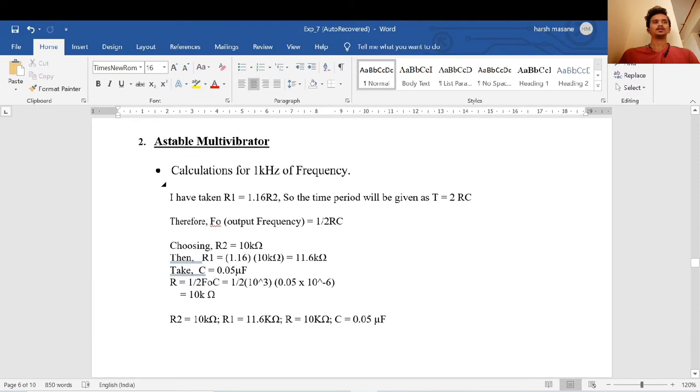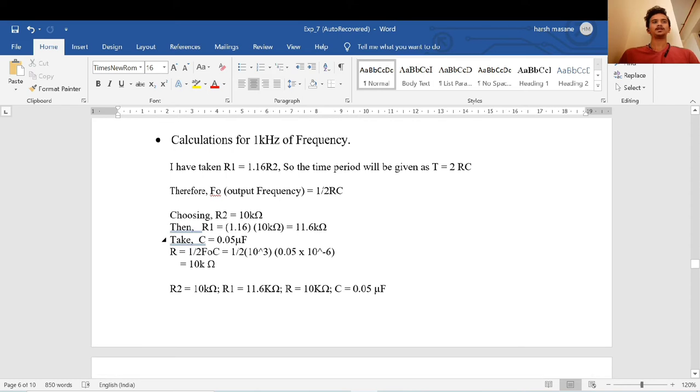Here we will generate a frequency of 1 kilohertz at the output. R1 is equal to 1.16 times R2. My time period becomes T equal to 2RC, so my output frequency will be 1 by 2RC. Choosing R2 as 10 kilo ohm, my R1 becomes 11.6 kilo ohm, and I am taking C as 0.05 microfarad.